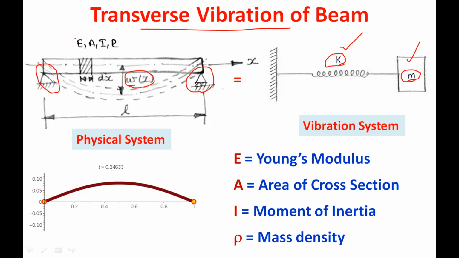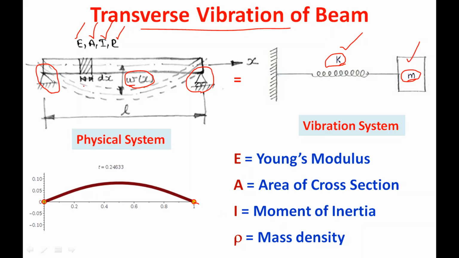To proceed with this mathematical model, let us define some parameters. Here E is Young's modulus, A is the area of cross section of the beam, I is the area moment of inertia of the cross section of the beam, and rho represents the mass density, that is kilogram per meter cube. For transverse vibration like this, we are going to derive the mathematical model first, then we will see the element characteristic equation based on the mathematical model.